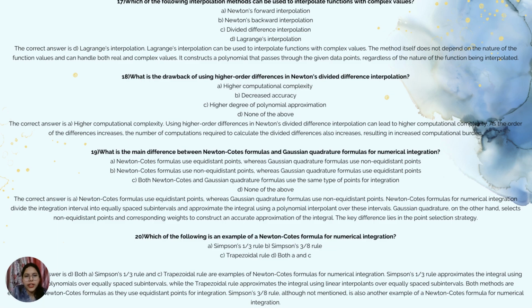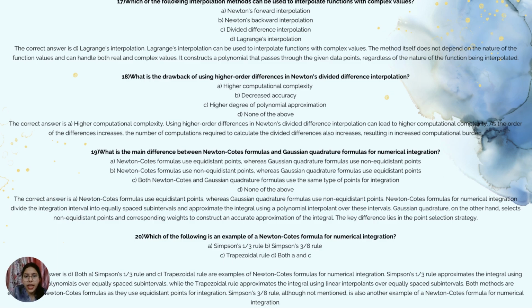Question number 17. Which of the following interpolation methods can be used to interpolate functions with complex values? Option A, Newton's forward interpolation. Option B, Newton's backward interpolation. Option C, divided difference interpolation. And option D, Lagrange's interpolation. The correct answer is D, Lagrange's interpolation.